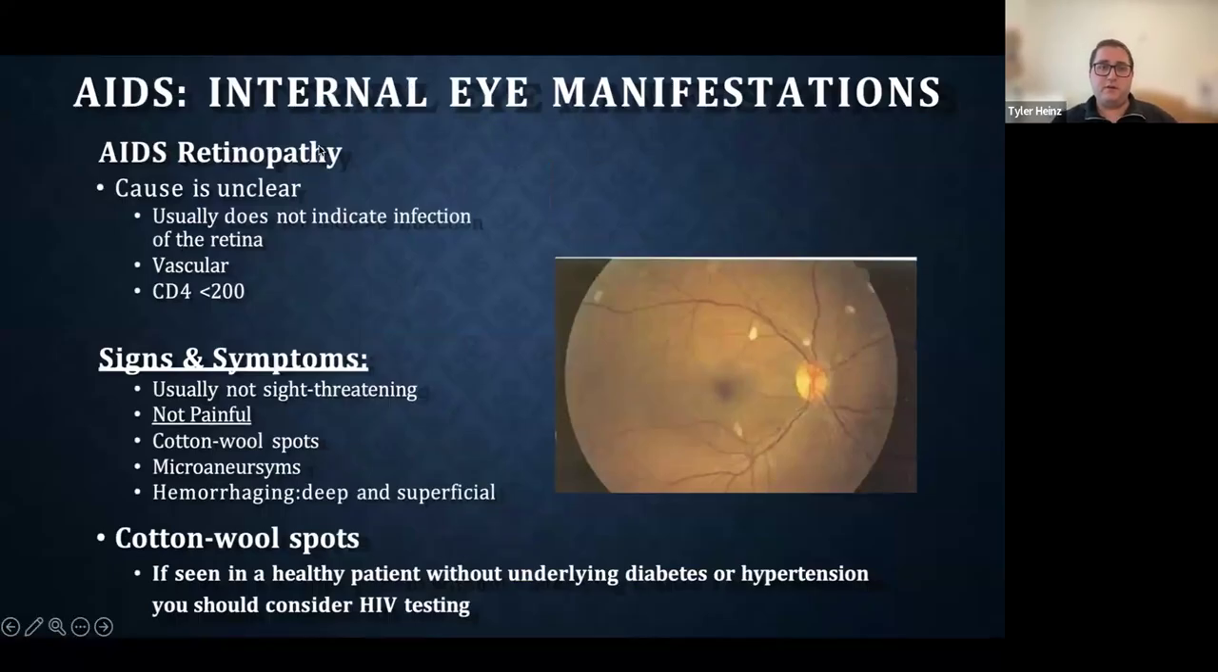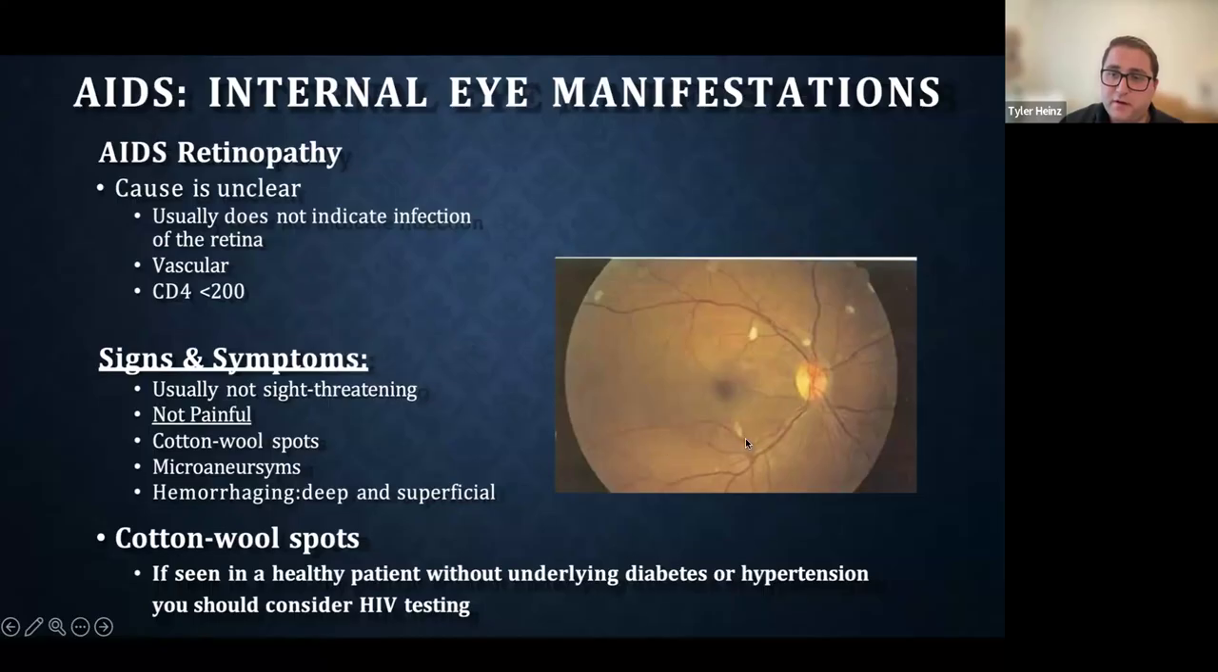Okay, now moving on, our AIDS retinopathy. Our cause is kind of unclear with this condition. Usually, it does not indicate an infection of the retina. It's vascular and usually only happens when the CD4 count is below 200. Now, it's not usually sight threatening. What we're talking about is all these little white plaques back here that are starting to develop. It's not painful. It's going to have these little cotton wool spots. Again, like I just said, these little white looking plaquey kind of things. These are the cotton wool spots.